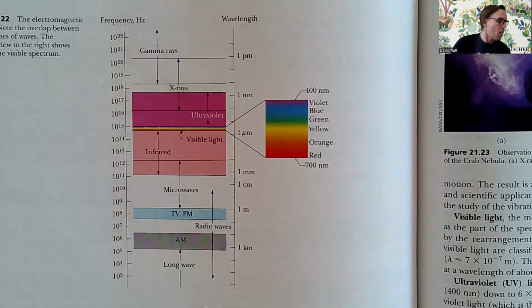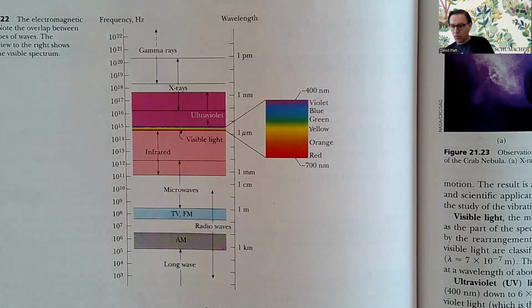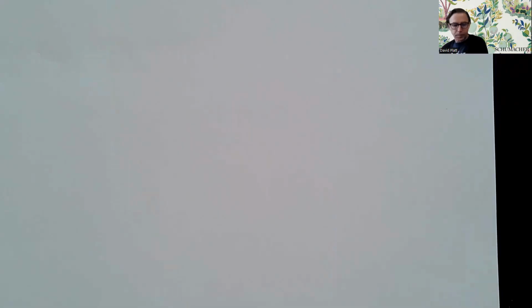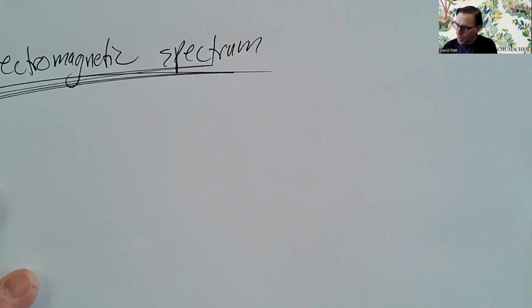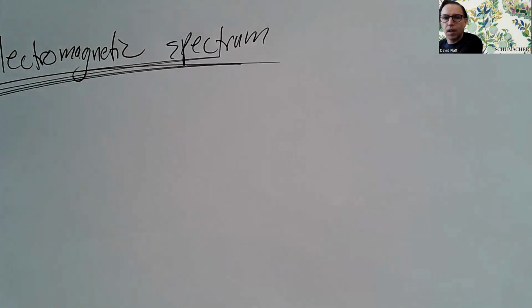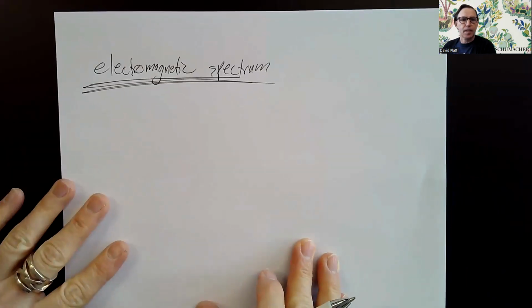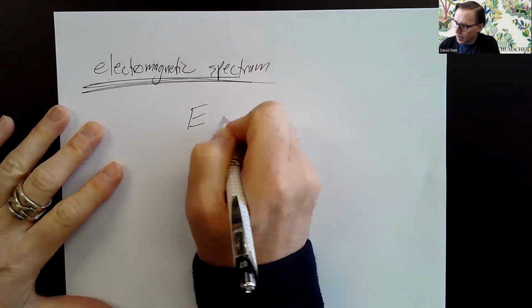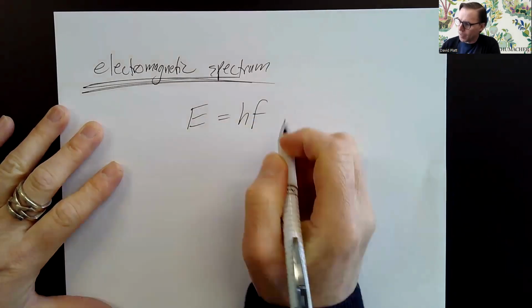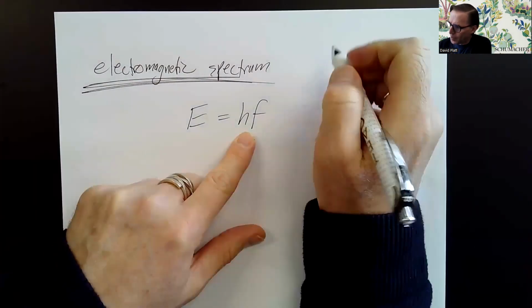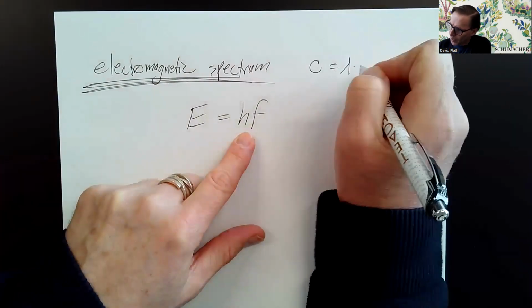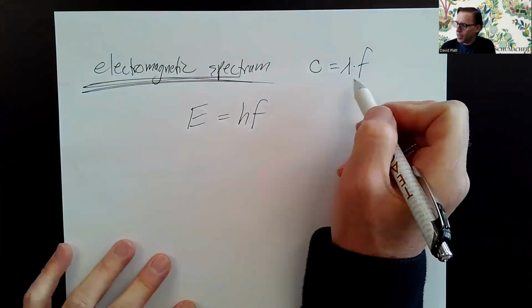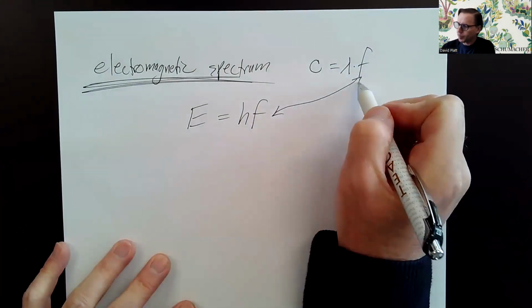Now I have two more equations to talk about with you. I'll tell you the equation and I'll tell you about it. E equals HF. So there's the frequency. Remember, we said the speed of light is the wavelength times the frequency. Well, this is the same F here.